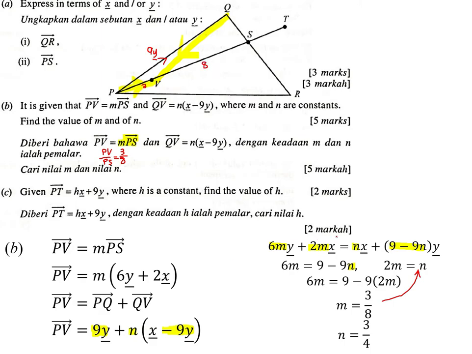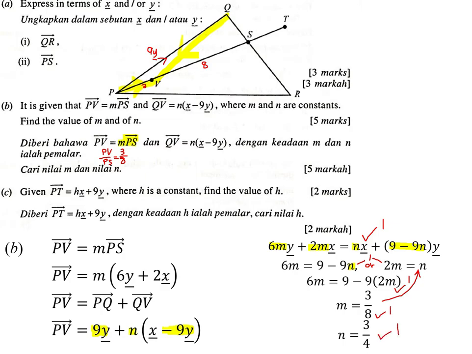1 mark will be given once you apply the concept of resultant vector, which means this first step. 1 mark is when you compare the coefficient of x or coefficient of y. 1 mark will be given once you eliminate one of the variables by substituting. 1 mark for m, 1 mark for n.